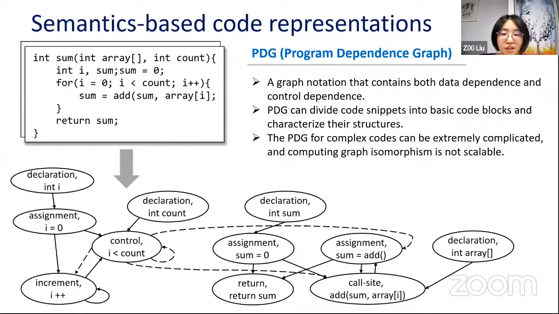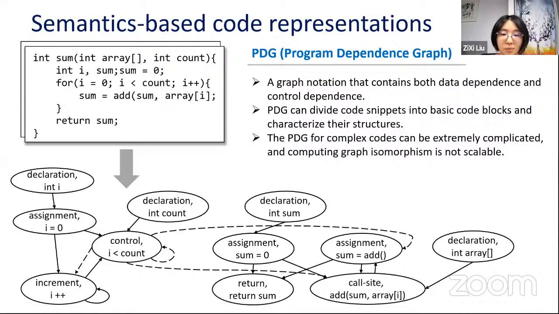PDG is a graph notation that contains both data dependencies and control dependencies. The figure shows the PDG corresponding to this program fragment. The dotted line and the solid line represent the data flow and control flow, respectively. As you can see, just a simple for loop will introduce a complicated graph, and the directed connections are also intricate.